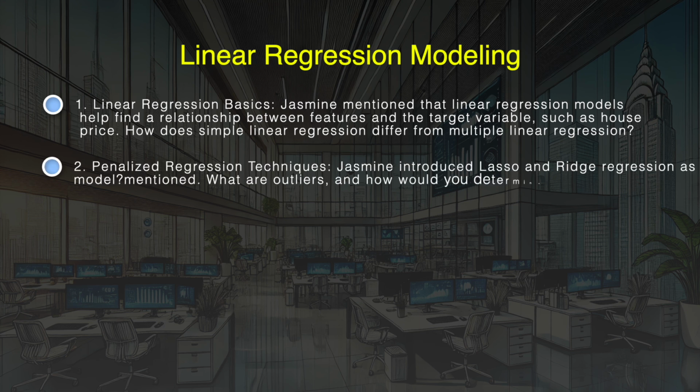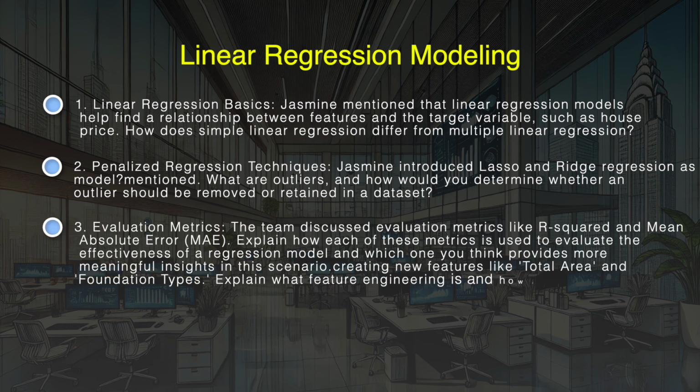2. Penalized regression techniques. Jasmine introduced Lasso and Ridge regression as methods to address potential issues in the model. What problems do these techniques solve, and how do they improve the performance of a regression model? 3. Evaluation metrics. The team discussed evaluation metrics like R-squared and mean absolute error, MAE. Explain how each of these metrics is used to evaluate the effectiveness of a regression model, and which one you think provides more meaningful insights in this scenario.